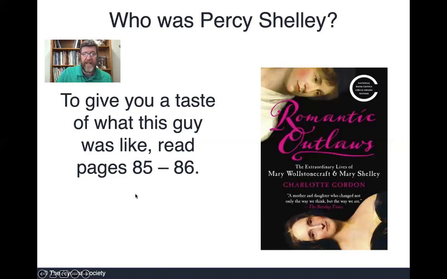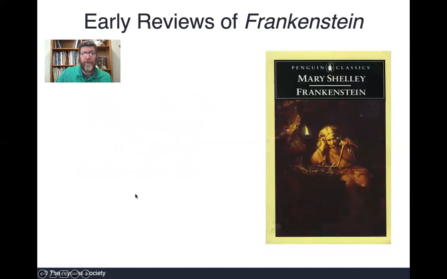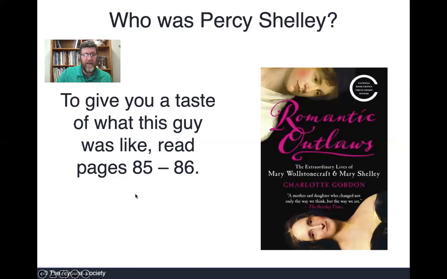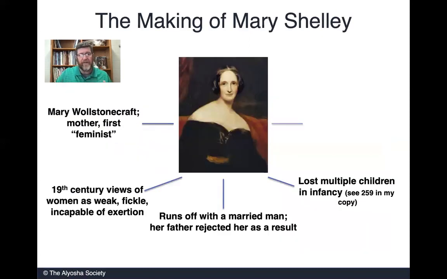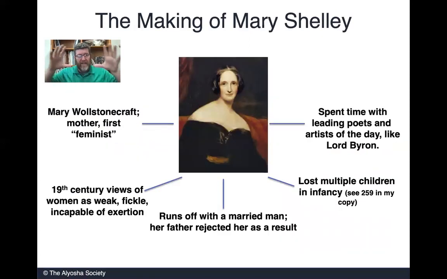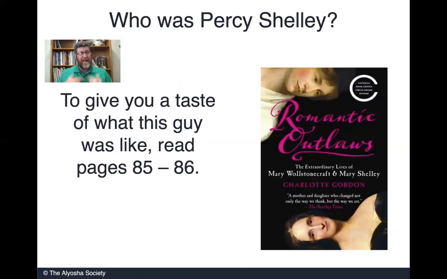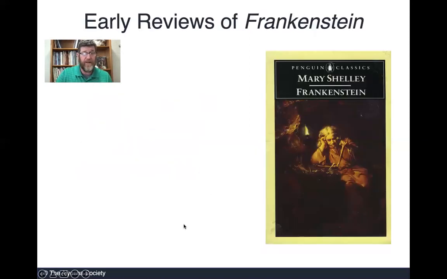Okay, now once again, you should be putting these things together. Okay, you put these things together. Go back to the making of Mary Shelley. These are all things that happened to her. Then add to that what this guy was like that she hung out with until she was 25 years old.